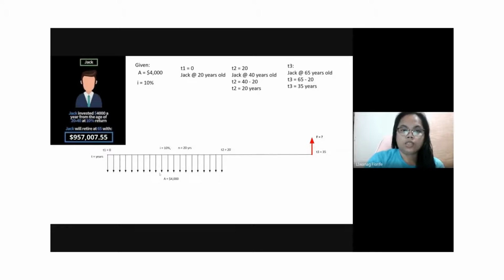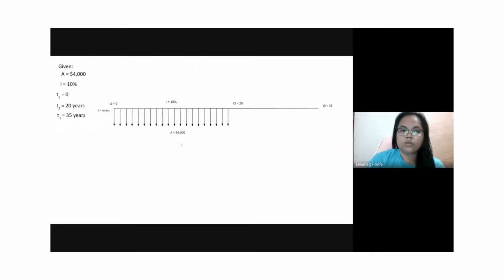And it shows here that for 20 years, from T1 to T2, Jack invested uniform annuities of $4,000 on a yearly basis with an interest rate of 10%. And then we will identify the future worth of Jack's investment when he becomes 65 years old. So this is the cash flow diagram.